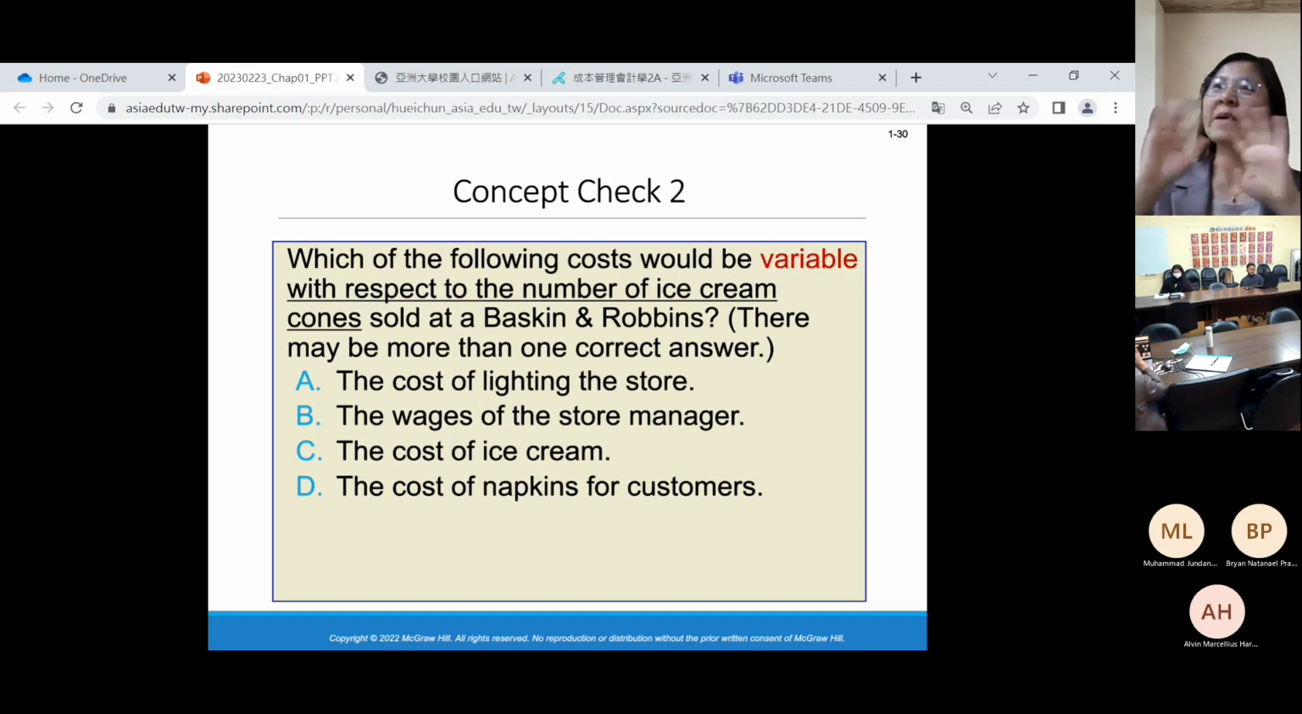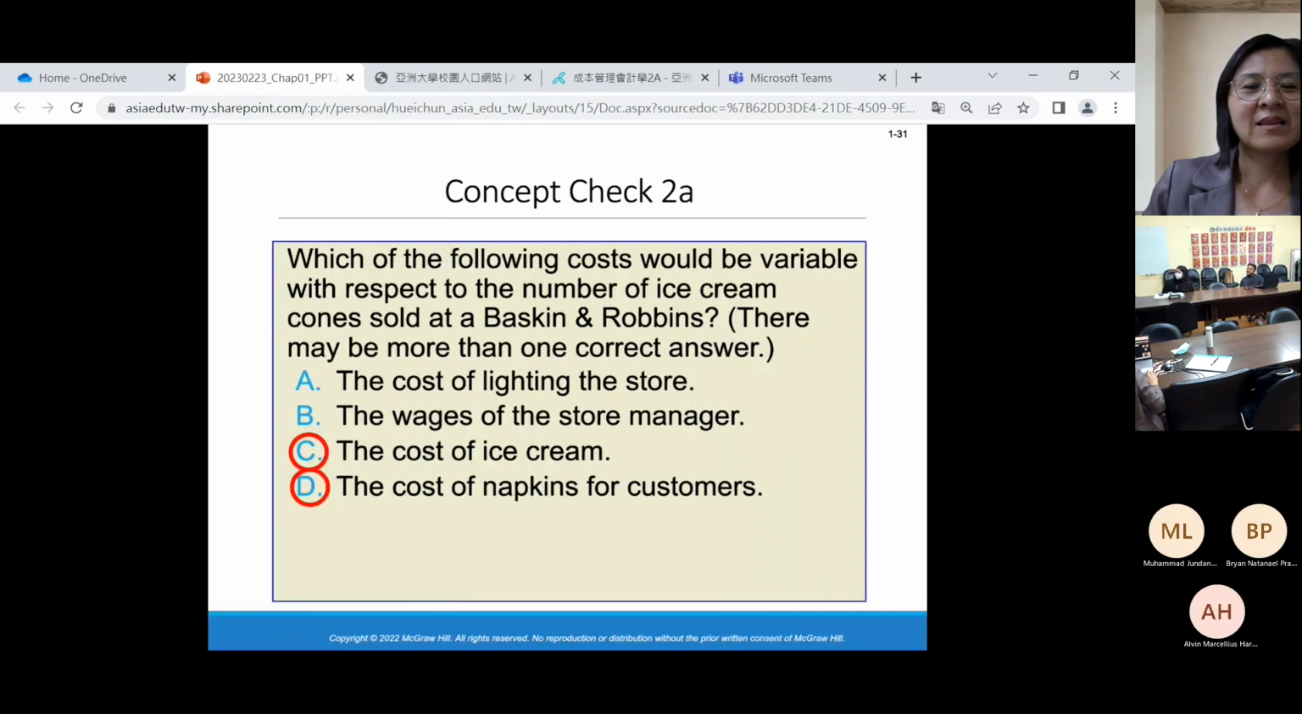Okay, so sometimes the line is not that clear. There is some gray area. So the answer is C and D. Yes, okay, so you can take a 5 minute break.